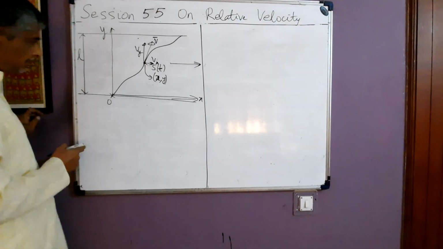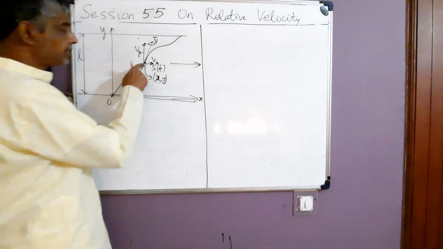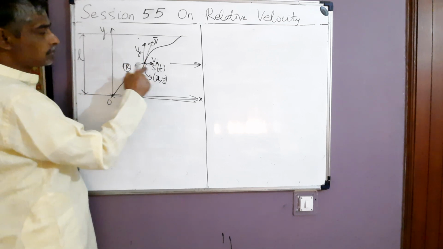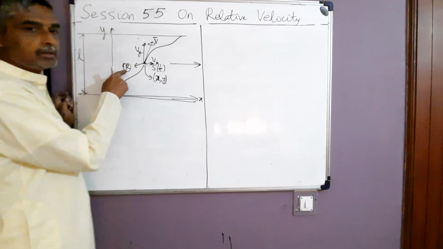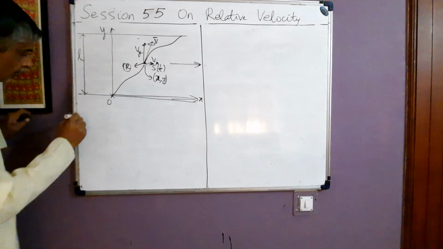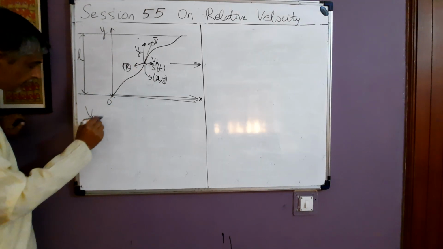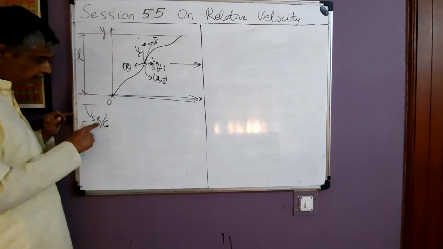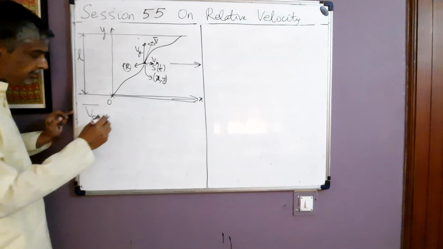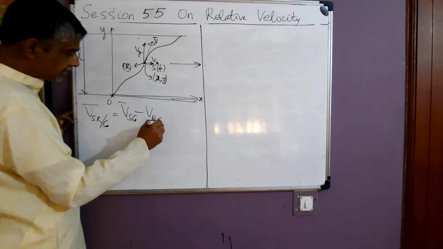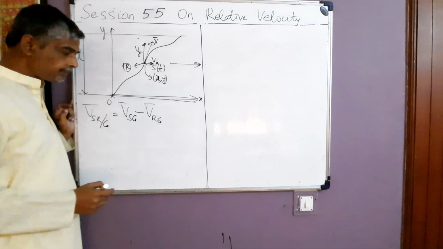So now what we do, the swimmer is here somewhere. Let R be the river particle in contact with the swimmer at this location, at time t. Velocity of swimmer with respect to river particle R in ground frame at time t is equal to Vsg minus Vrg. What does this Vrg mean?